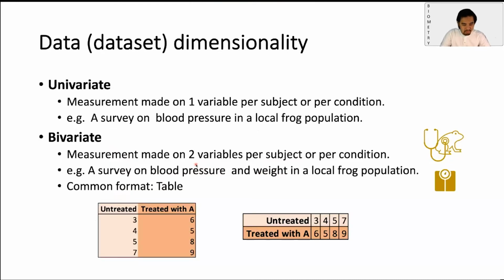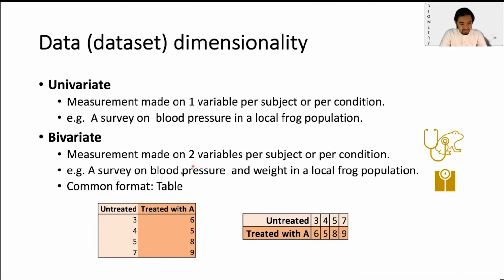So we have another one, the bivariate. Bivariate is when you measure two variables per subject or per condition. In the previous univariate example, you only measured the blood pressure, but in this instance you expand and include the weight of the frog as well. Now you have the blood pressure data and the weight data coming from the same experiment or observation. These are considered bivariate data, because they are related to each other, for example they relate to one individual.